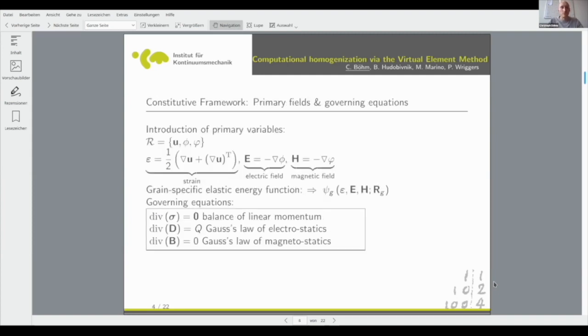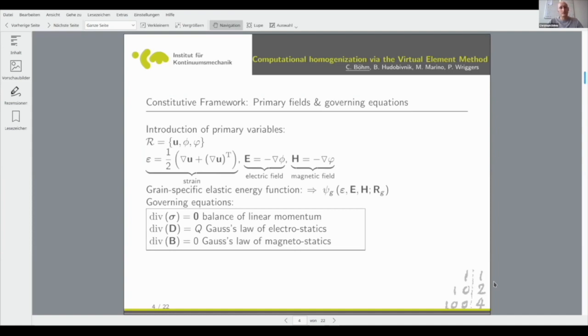The constitutive framework here is electro-magneto-mechanic. It means we have 3 different primary variables, which are u, the displacement, phi, the electric potential, and this other phi is the magnetic potential. We are in linear strain. So we have our linear strain measure, then we have the electric field measure and the magnetic field measure, respectively.